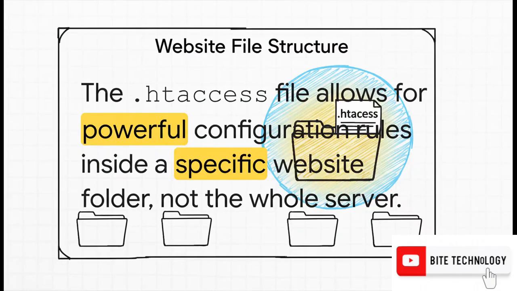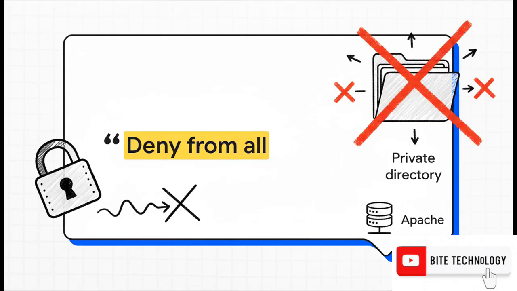But what if you need even more granular control, like down to a specific folder on your website? Well, Apache has another trick up its sleeve for that, the .htaccess file. This is a special little configuration file that you can just drop into any directory on your site, and the rules you put in it will only apply to that folder and whatever's inside it. And the power you get from this is just immense.